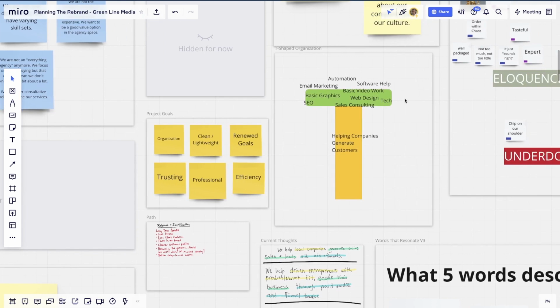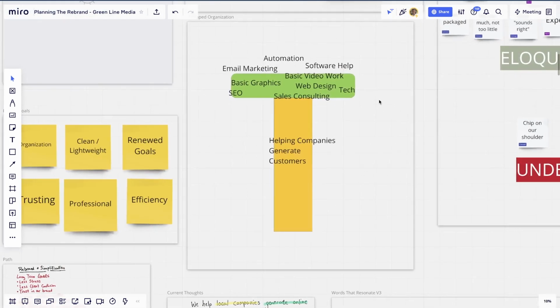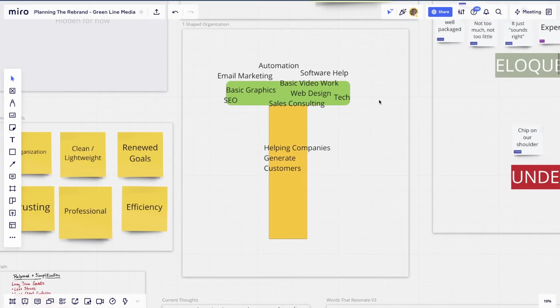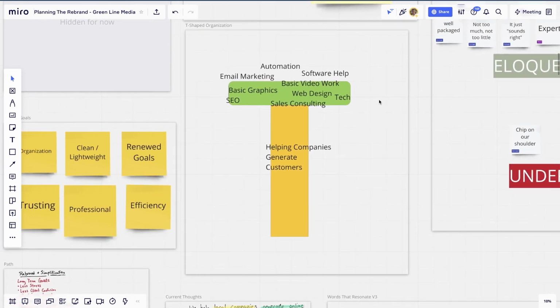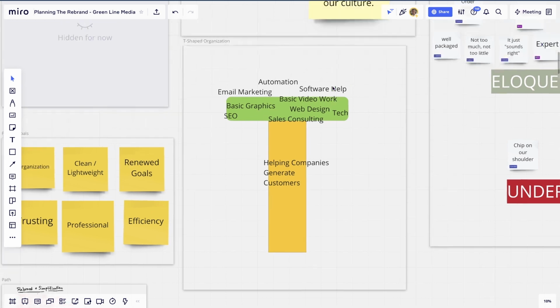One of the other great things that you can do that we did here is you can use shapes to offer different ideas. So this is a T-shaped organization template that I created just to show some of the ways that we have breadth in terms of our skills. But what is our vertical and what are we really trying to do on a regular basis for our clients? That is this long part of the T, and that is helping companies generate customers. So we want to keep that as our central focus, but we also understand that we have a lot of breadth when it comes to our agency. We provide a lot of different services.